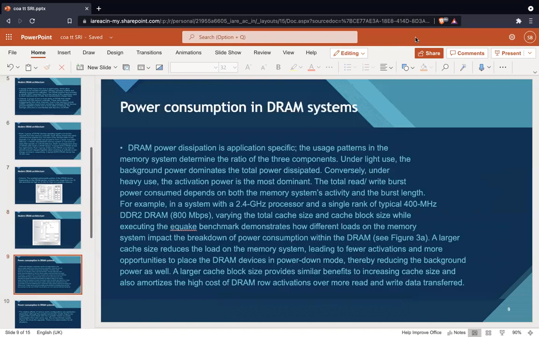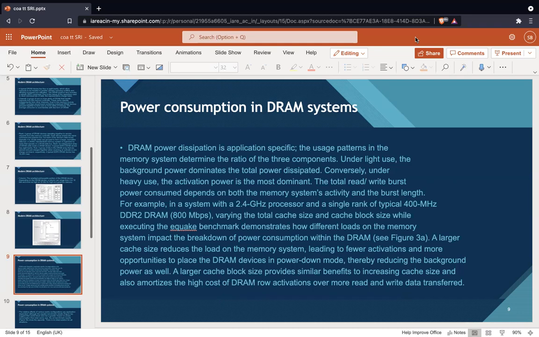Power consumption in DRAM systems. DRAM power dissipation is all application specific. The usage pattern in the memory system determines the ratio of the three components. Under light use, the background power dominates the total power dissipated. Conversely, under heavy use, the activation power is the most dominant. The total read or write burst power consumption depends on both the memory system activity and the burst length.